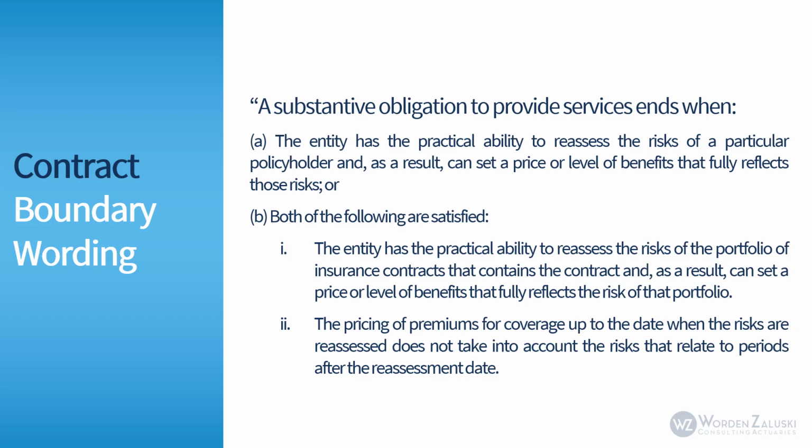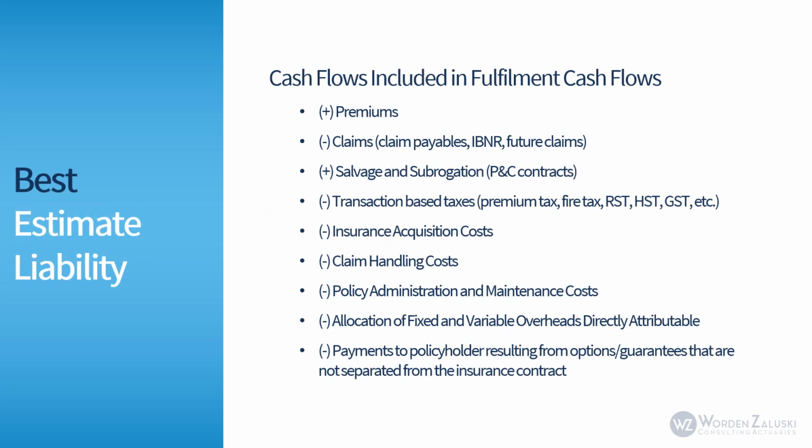So to conclude, if you satisfy either A or both parts of B, that would determine when the contract boundary ends. And then you would project your best estimate liability from the valuation date to that end of the contract boundary. So what cash flows are included in the best estimate liability? Well, you would include premiums, any claims, including claims payable, incurred but not reported claims, future claims, if you're projecting a contract into the future, that's many years down the road, say a long-term life contract. You would also include any salvage and subrogation, typically with P&C contracts.